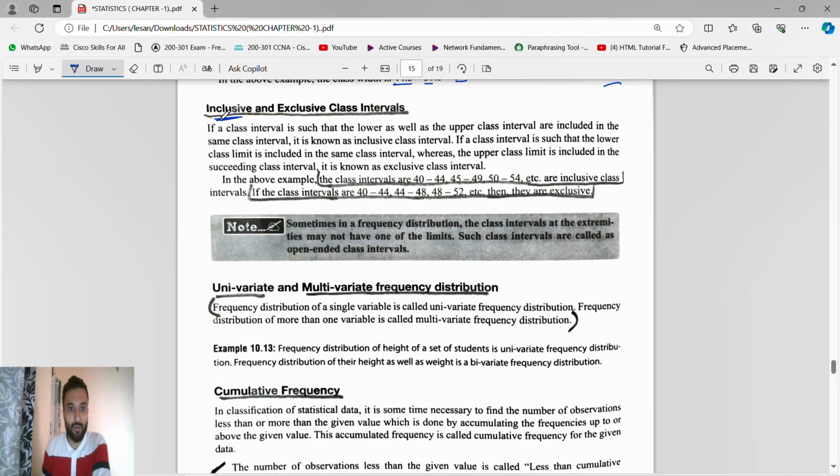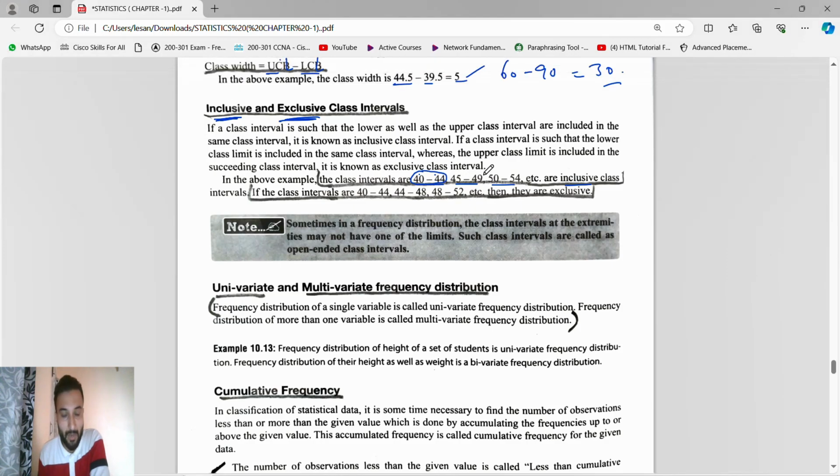Now we'll come to inclusive and exclusive. Inclusive means the class intervals like 40 to 44, 45 to 49, 50 to 54. 40 to 44 means we will include all of 40 to 44, 45 to 49 we will add all of 45 to 49, 50 to 54 we will add all of 50 to 54. So this is inclusive, which means a discontinuous frequency distribution is inclusive and continuous is exclusive.